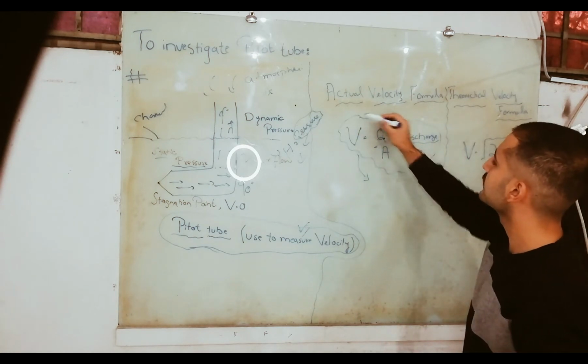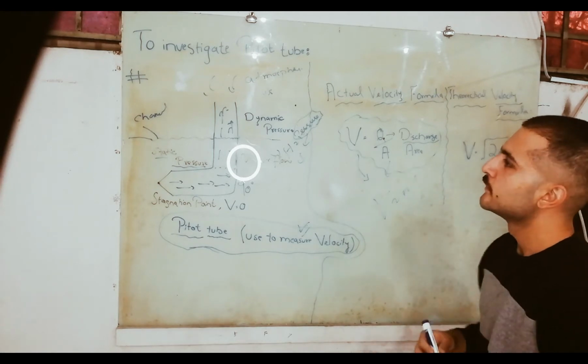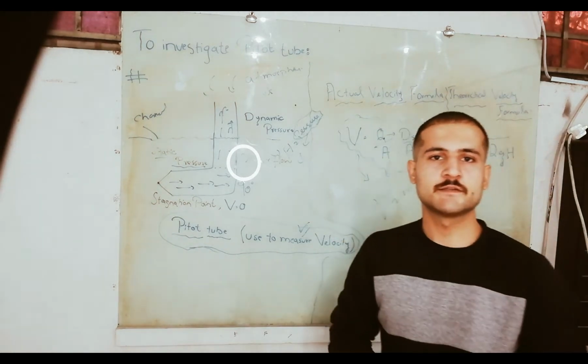The discharge Q is the area times the velocity in a second. So let's go for a practical demonstration.